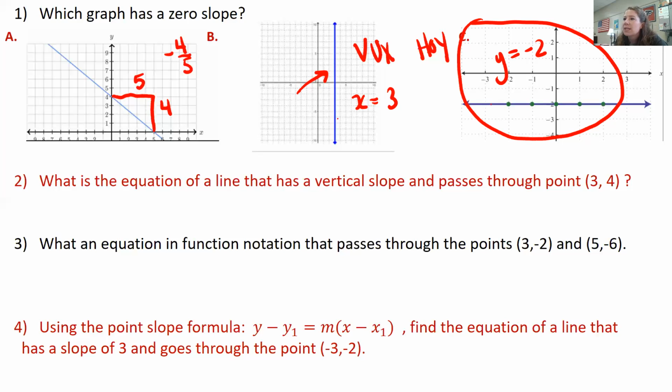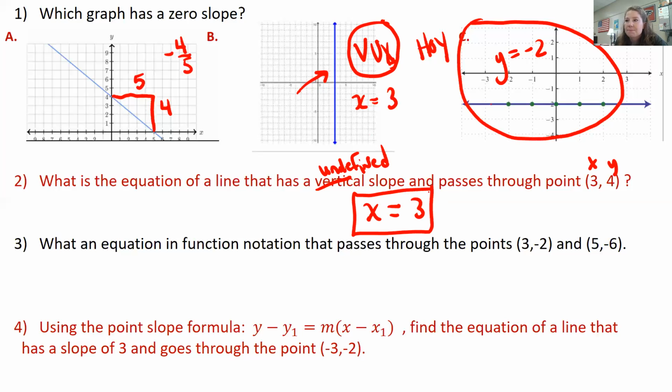All right, number 2, what is the equation of a line that has a vertical slope, or it shouldn't say vertical slope, it should say an undefined slope. I'll try to change that before I send it to you. Has an undefined slope and passes through the point 3, 4. Well, undefined slope goes with vertical lines, and the BU tells you that there's only an X in the equation. So we know the equation has to be X equals something. Well, what does X equal? If you look at the ordered pair, our X value is 3, our Y value is 4. So the equation is X equals 3.